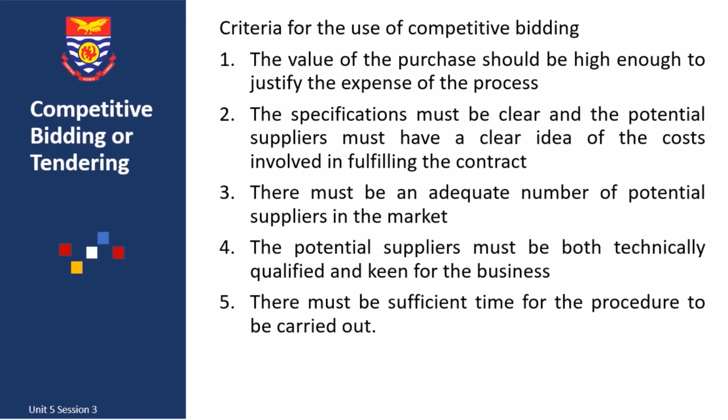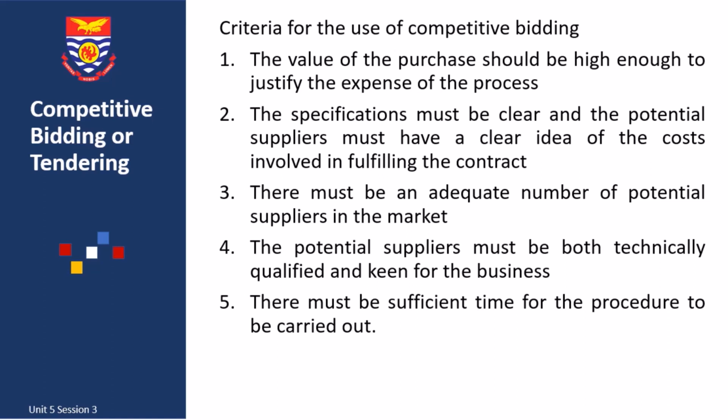The second criteria is that the specifications must be clear and the potential suppliers must have a clear idea of the cost involved in fulfilling the contract. The specification document you are using to invite your potential suppliers must be very clear. Any supplier that takes the document should be able to understand exactly what you want. And the requirements must be such that it's easy to determine the cost involved in fulfilling the contract. Only when these conditions are met can we use competitive tendering.